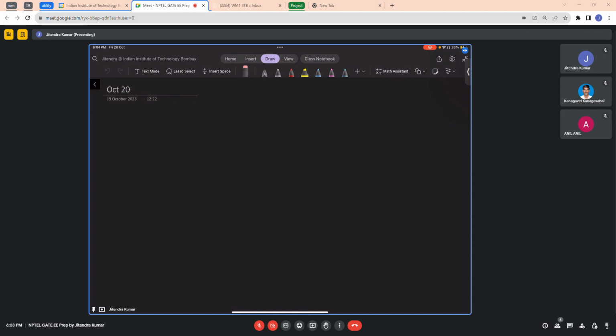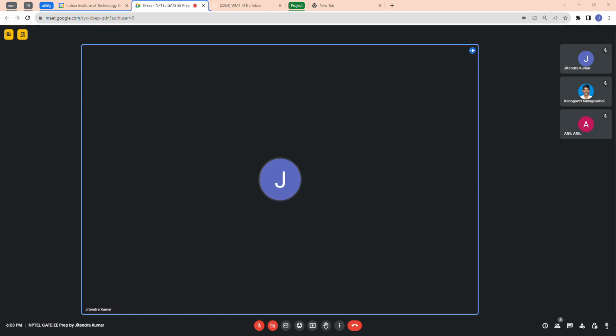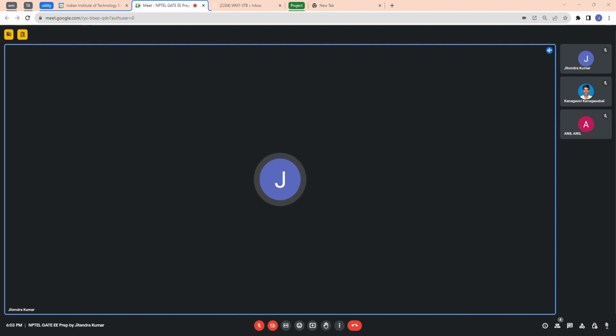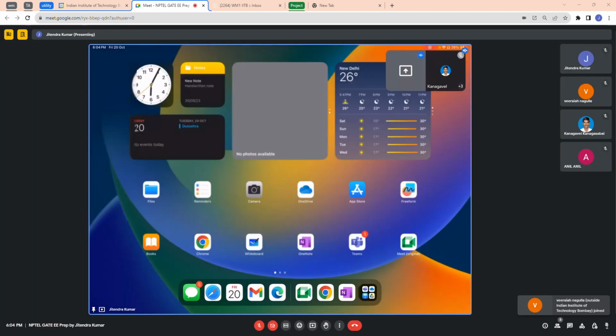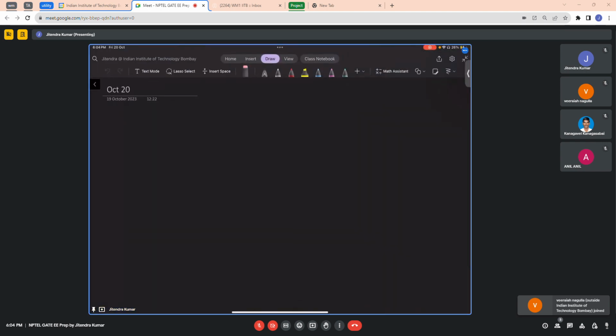So what we will do today, we will take a couple of questions, and with the questions, we will try to see what happens when frequency changes. I hope my screen is visible now. So I will be taking a couple of questions, and with the questions, we will clarify our idea about droop characteristics, basically.